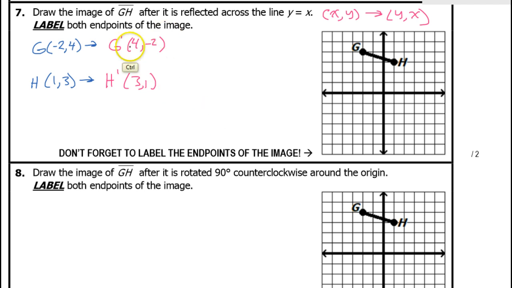So then you just graph them. So (4, -2) would be right here. Okay, so that would be our G prime. And (3, 1) would be right here. And that would be our H prime. Okay, so that's how you would do it algebraically.